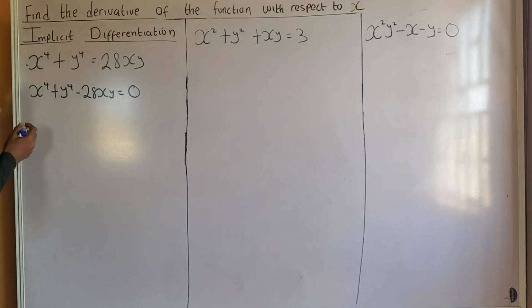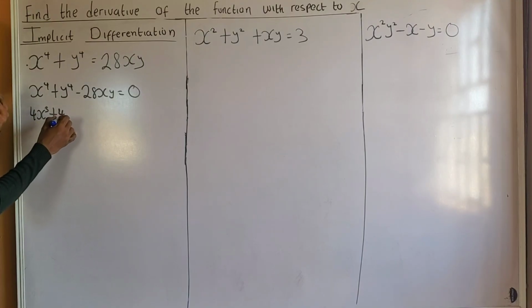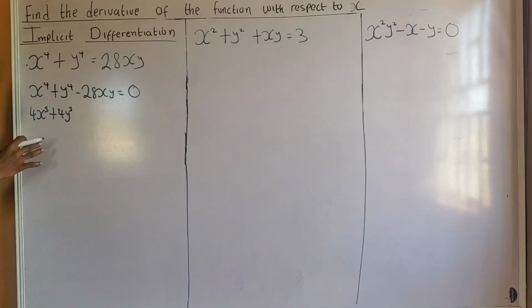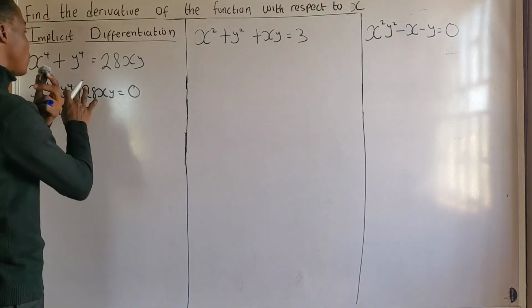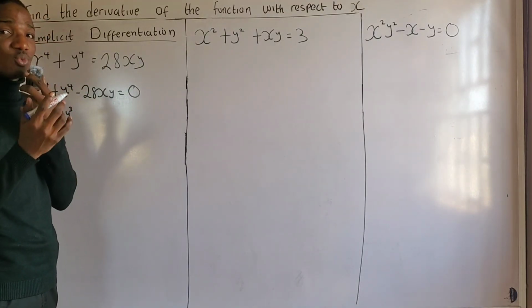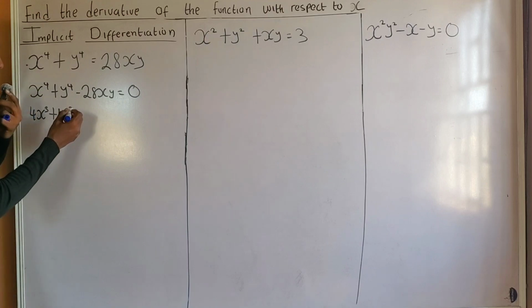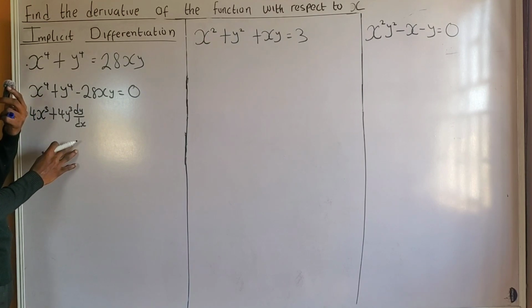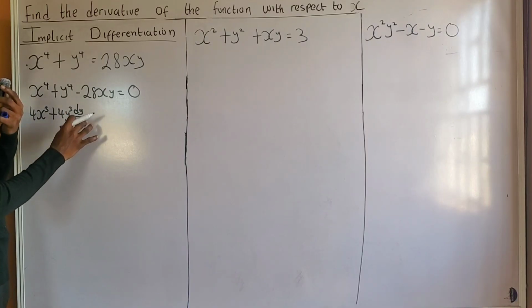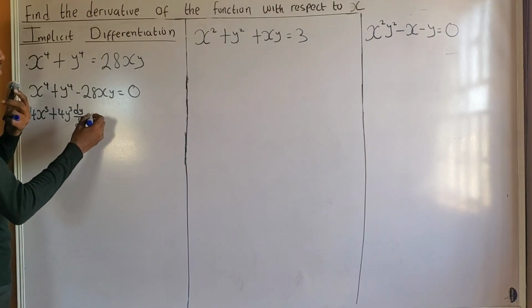Now let us differentiate x raised to the power of 4. Differentiating x raised to the power of 4, we're going to have 4x raised to the power of 3. Let us differentiate y raised to the power of 4. If you differentiate y raised to the power of 4, you're going to have 4y raised to the power of 3. Now, because it is y that we are differentiating with respect to x, anytime we differentiate y in this function, we're going to multiply that derivative by dy/dx. For this, I'm going to have multiplied by dy/dx. Now let's proceed to the last part of this function, negative 28xy. To differentiate negative 28xy, please pay attention.